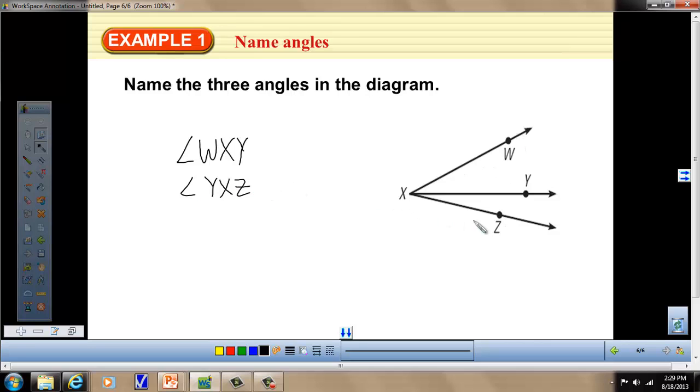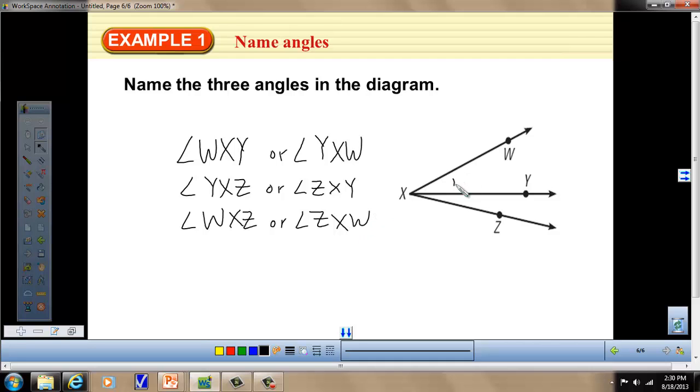and then the big one that I told you that contained the two angles, that would be angle WXZ. Of course, we can name all of these in the opposite direction, but remember the vertex is at X, so we have to make sure that that's in the middle. So we could also name this to be YXW. We could name this to be ZXY. And this last one we could name ZXW.